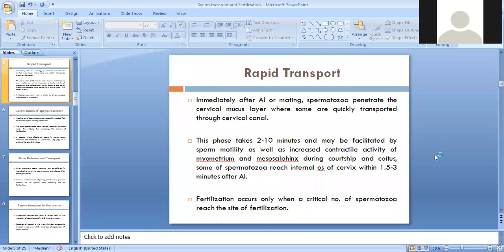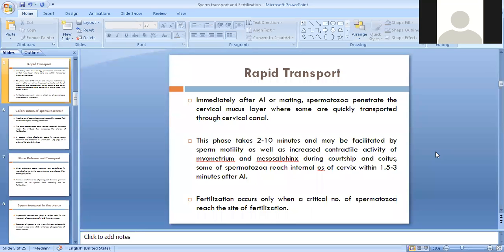So when we talk about rapid transport, it happens immediately after AI or mating. When the animals mate, the semen is deposited inside the female genitalia, and these spermatozoa penetrate the cervical mucus layer, which at the time of estrus is quite liquid-like and allows the penetration of spermatozoa through it. And some spermatozoa are very quickly transported through this cervical canal. This phase may take 2 to 10 minutes and is facilitated by sperm motility.